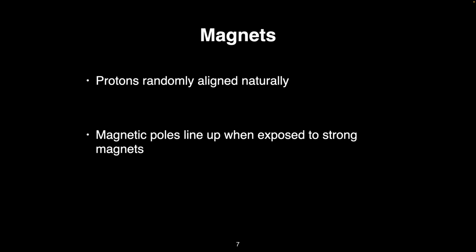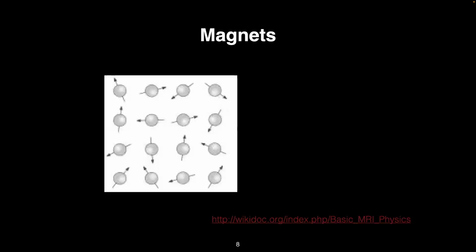But what happens is if you put them in a really strong magnetic field, they tend to line up themselves and then essentially give some magnetic properties to the sample or to your patient. So naturally, at equilibrium, they look like this, where the little magnets that are the nuclei of the proton are randomly aligned. So altogether, there's no magnetic field.